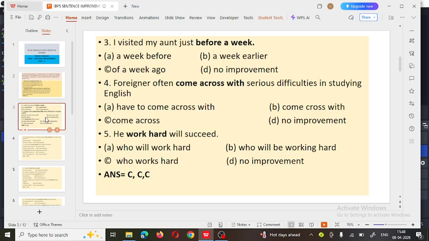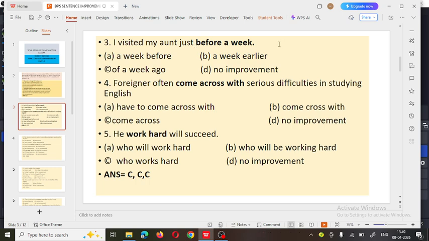Let's see a few more examples. I visited my uncle just before a day. Sorry, just before a week. I visited my uncle just before a week. Now, here options are given only for the bold part, before a week.